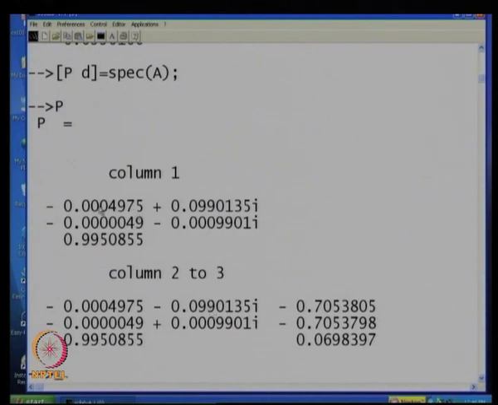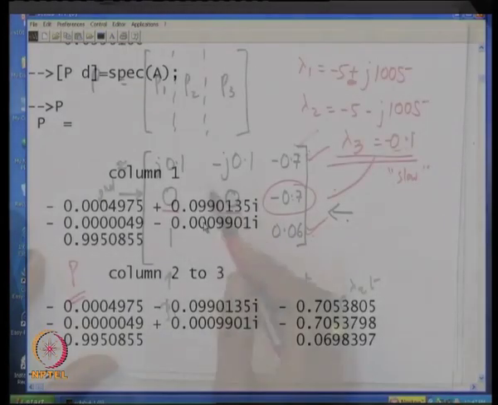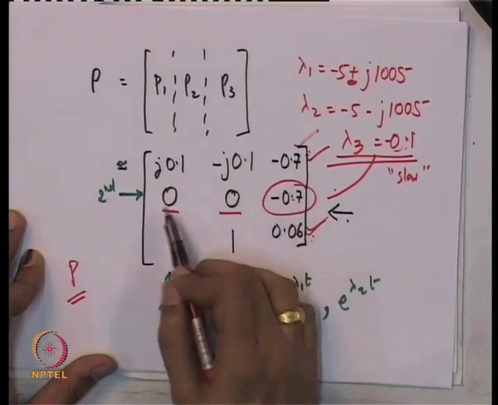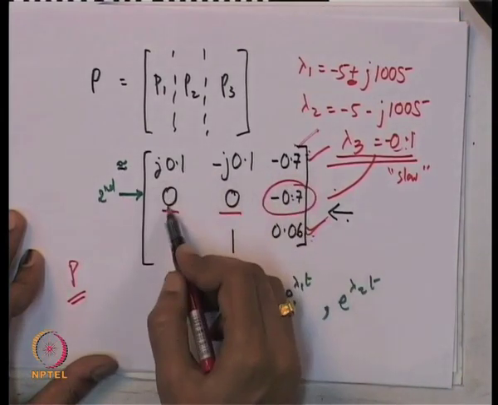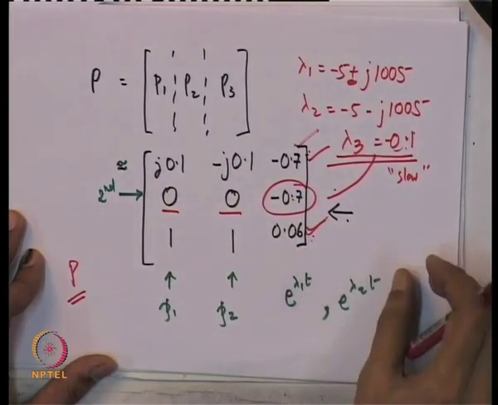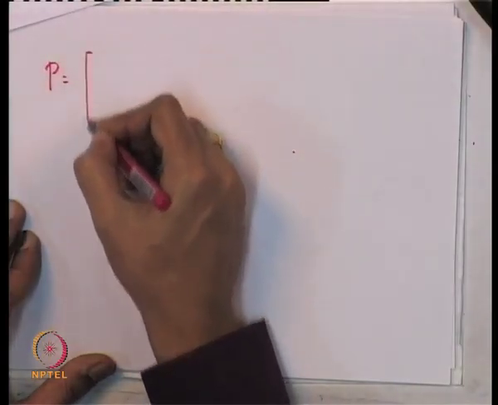In fact, you see that this is roughly j into 0.1, these are very small values, this is an extremely small value, so we have approximated it to be 0. In fact, if you look at what I wrote here on the sheet, these are just approximations of what you have seen there. So, just rounded off, this is approximately 0 and this is what we get as P. So, P is, I will just rewrite it.